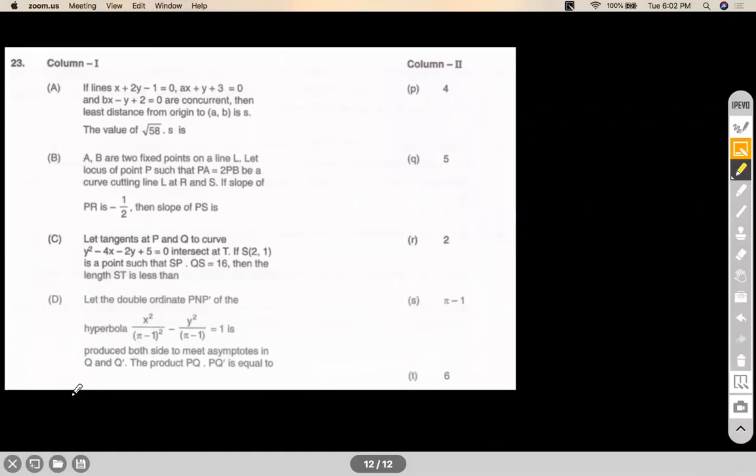Alright, so another column match. Column match is equivalent to solving 4 questions. So I think definitely it'll take time. I'll give you around 7 to 8 minutes to do this. Put all your responses together.